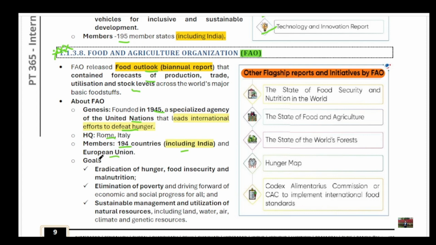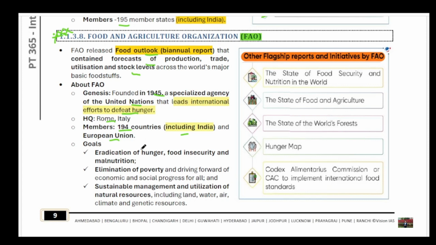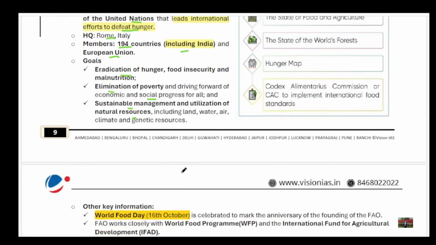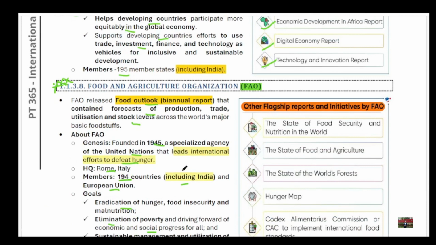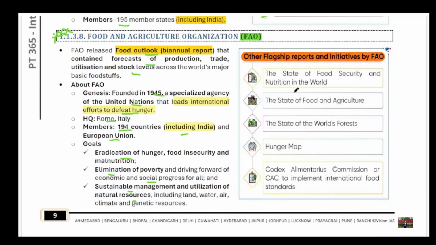All right. So what are the major goals of the Food and Agriculture Organization? They basically aim at the eradication of hunger, because the basic aim of the Food and Agriculture Organization is to provide food security and address malnutrition. They focus on the elimination of poverty, driving forward economic and social progress for all, and the sustainable management and utilization of natural resources, including land, water, air, climate, and genetic resources. Some of the important flagship reports by the Food and Agriculture Organization are the State of Food Security and Nutrition.